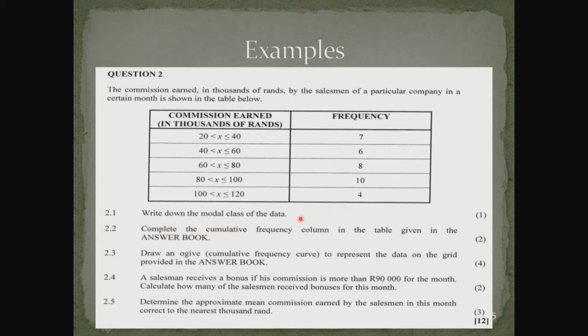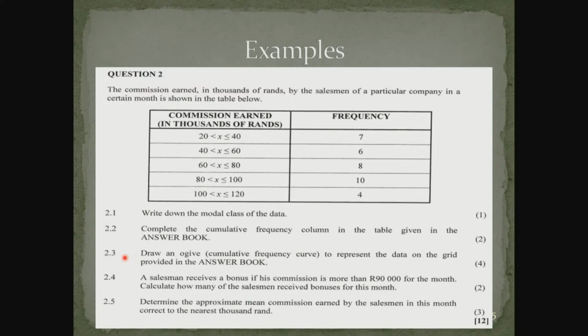How do we determine the modal class? We always say the one with the highest frequency, that is where the modal class is. Please revise grade 10. And they say complete the cumulative frequency. Because we have the frequency, it is very easy to get the cumulative frequency, because you just have 7, 7 plus 6, the answer 13, 13 plus 8 will be 21, 21 plus 10 will be 31. We just keep on adding, but please make sure that you master that skill.